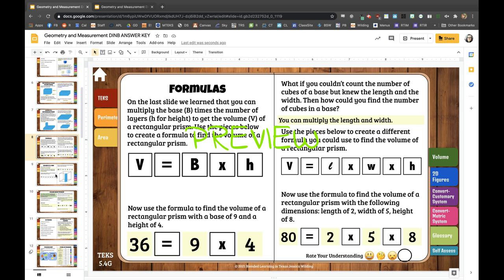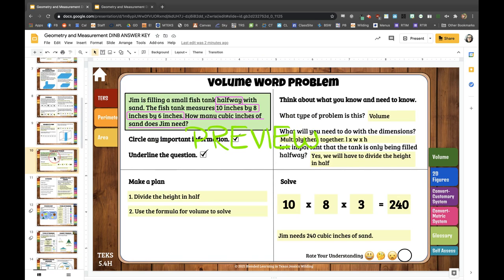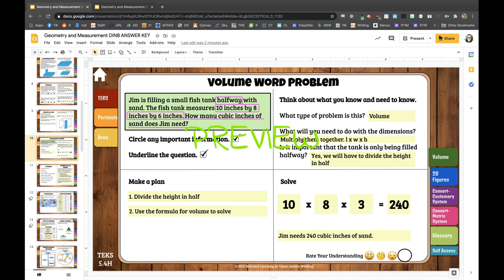And then the next slide is the volume of a cube, so the formula for the volume of a cube, and then finding the volume of this example cube. And then it ends with a word problem with volume and finding the volume of half of a fish tank.